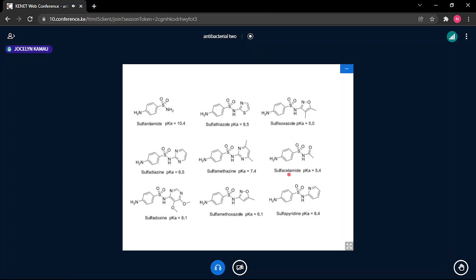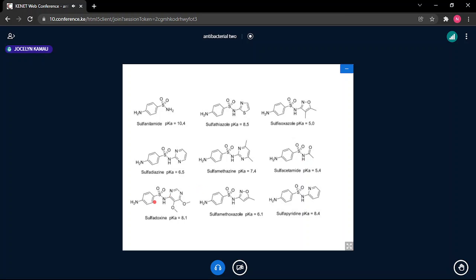Then sulfacetamide, we did mention that this incidentally also has a reasonably low pKa, and that is because of this carbonyl group, which is directly attached to the amino group, and you know that oxo group is directly an electron withdrawer. But we did mention that it is mainly used for conjunctivitis. That is just used as an eye drop.